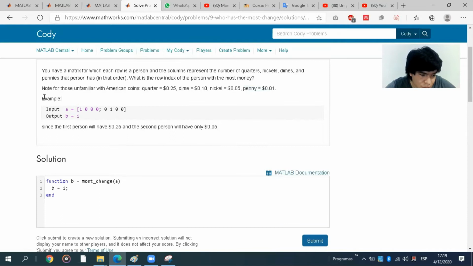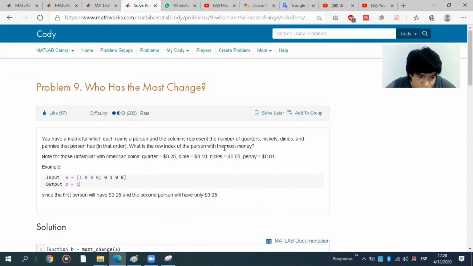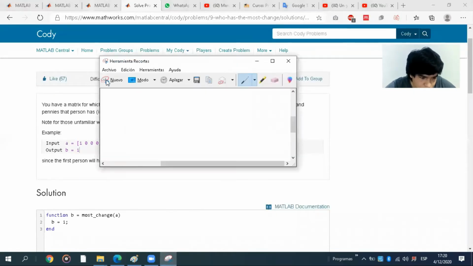We are giving an example of an input of A that is a matrix, and that matrix needs to have 4 columns because we are going to have 4 types of coins here. And then the output is going to be B because B is the person with the most amount of change. First is going to have a quarter part of a dollar, like 25 cents, and the second is only going to have 5 cents.